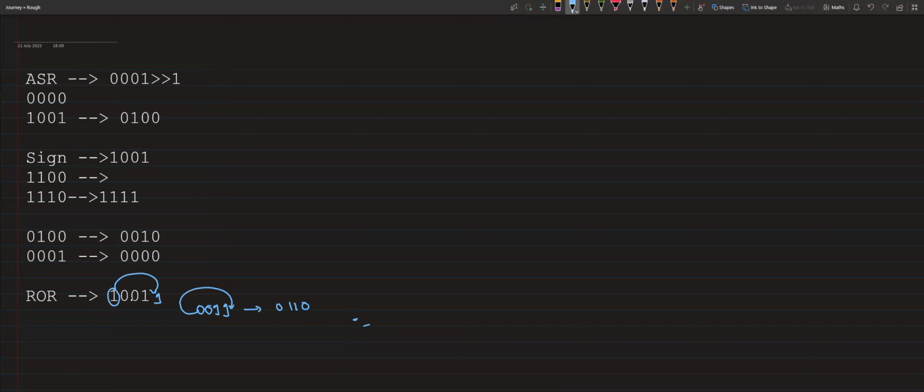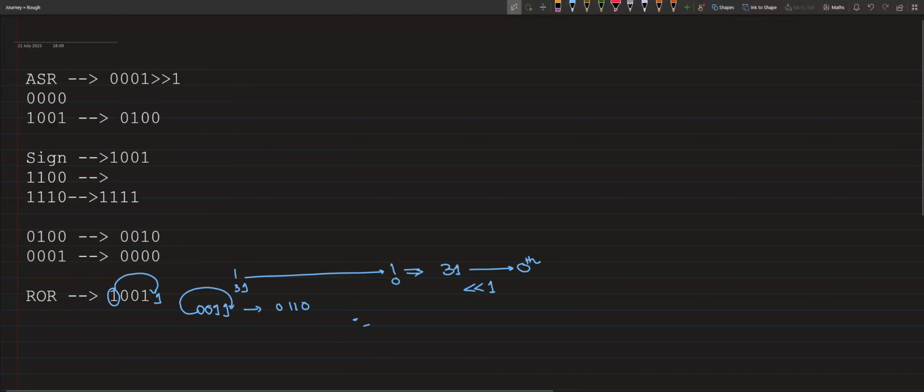But in the case of ARM, it will happen with respect to 32 bits. This is called the 31st bit, and this is called the 0th bit, so 0 to 31 is 32 bits. So the 31st bit will go and sit in the 0th bit, and all the other bits we are just shifting by 1. Got it?